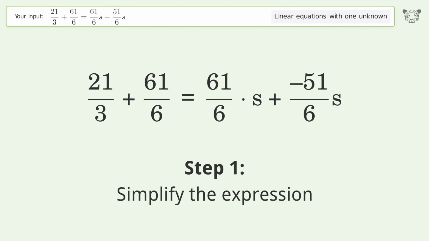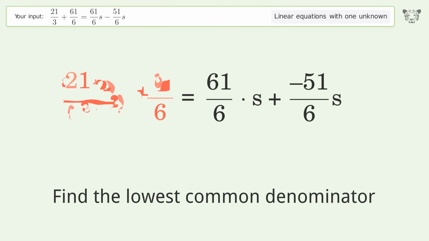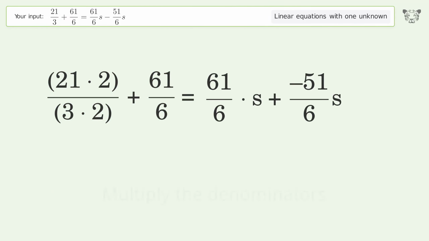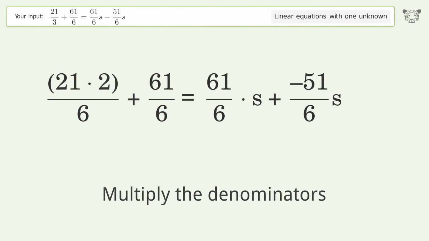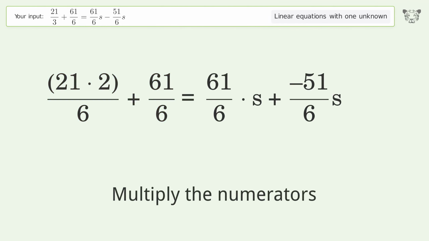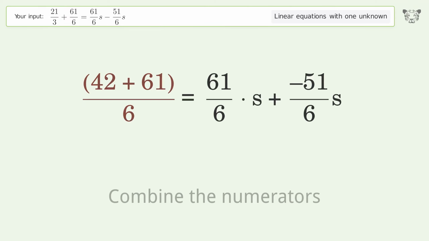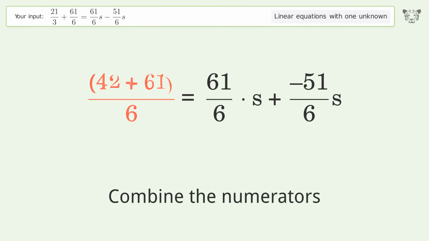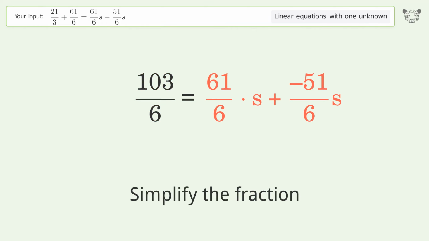Simplify the expression. Find the lowest common denominator. Multiply the denominators. Multiply the numerators. Combine the fractions. Combine the numerators. Simplify the fraction.